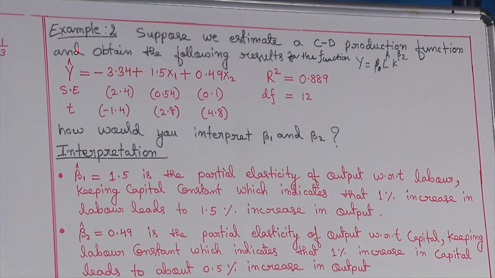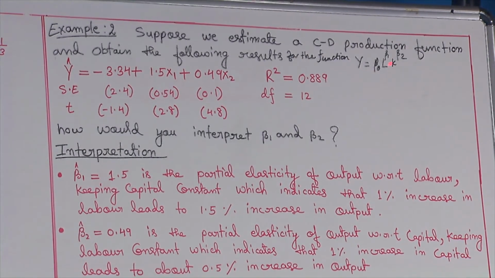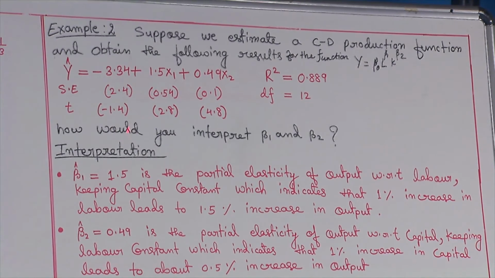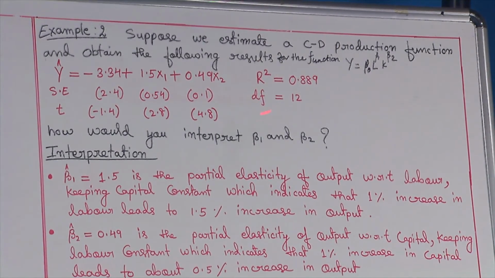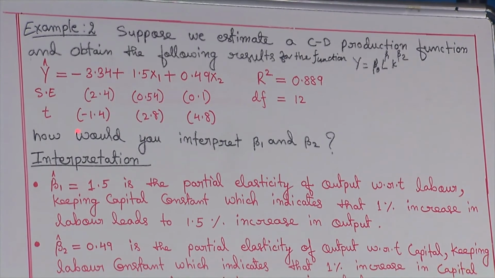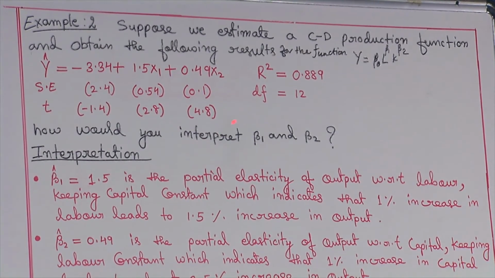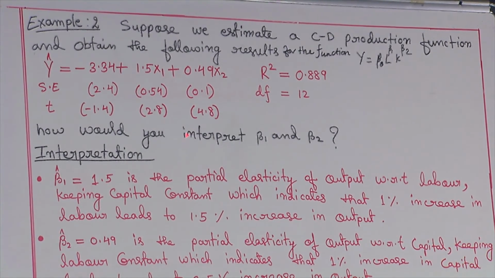Now, we have another problem. Suppose we estimate a Cobb-Douglas production function and obtain the following results for the function y is equal to beta naught L power beta 1 into K power beta 2. Here we have given all the estimated results in a reporting form. In the previous example, we had given only the intermediate results. With the intermediate results, we found all the regression coefficients, variance, standard error, R squared and everything. But in this problem, we have been given all the regression coefficients, standard errors and the calculated values of t. With the result, we have to interpret beta 1 and beta 2. So, the question is, how do you interpret beta 1 and beta 2 with this form?